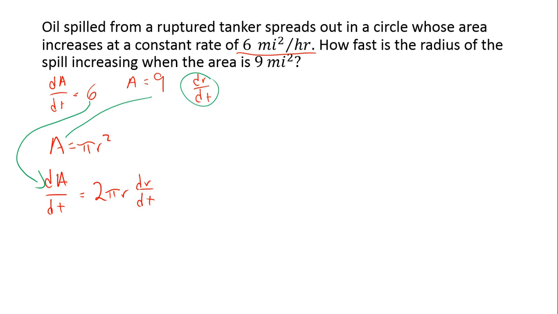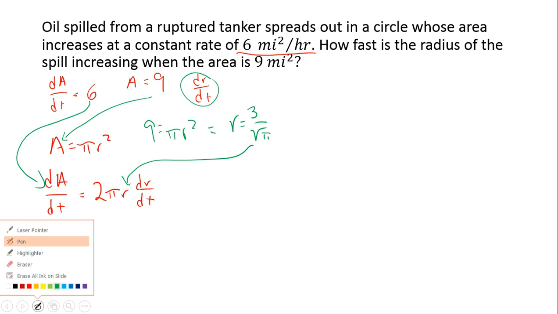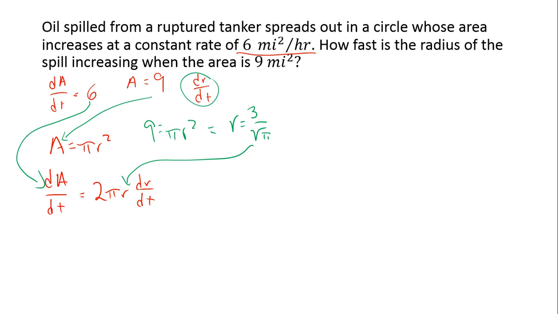Well, if we plug this 9 in here, 9 is equal to pi r squared, solve for it, we end up getting r being equal to 3 over the square root of pi. I just divided by pi, and then I took the square root. Now that can be plugged in there. So after we plug all that in, we end up getting 6 is equal to 2 pi times 3 over root pi times dr over dt.